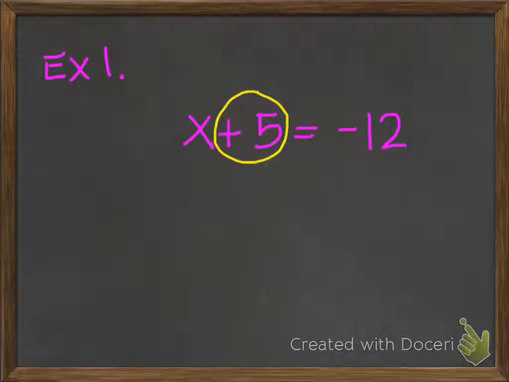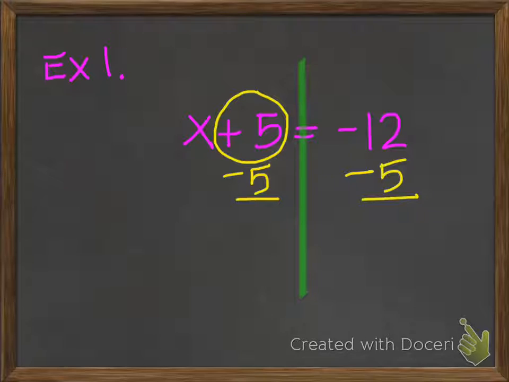Now, I would subtract 5, but in order to keep this equation balanced, I need to do the same thing to both sides of the equation. I can almost think that there's an imaginary line going through the middle of the equal sign that is splitting the equation into two sides, a left side and a right side. So I want to make sure that I do the same thing to the right side of the equation to keep it balanced. So I would also subtract 5 from the right side.